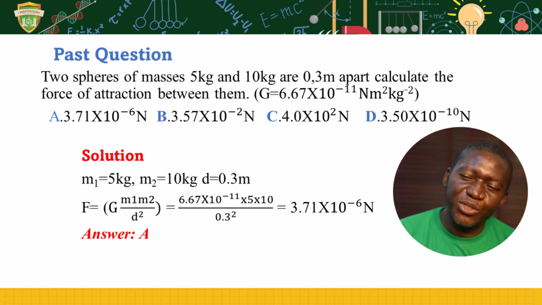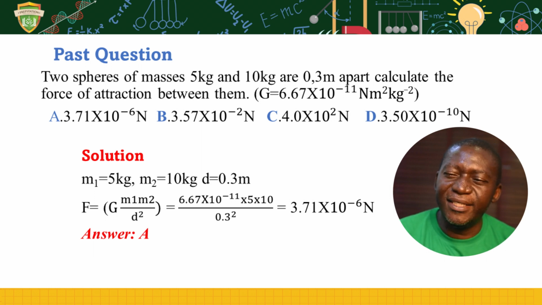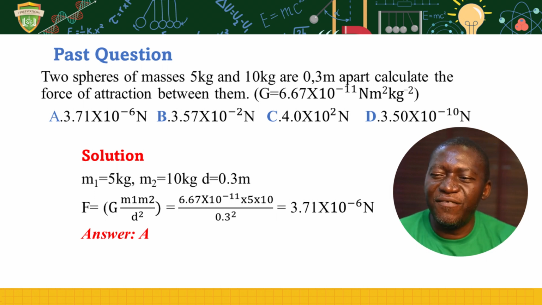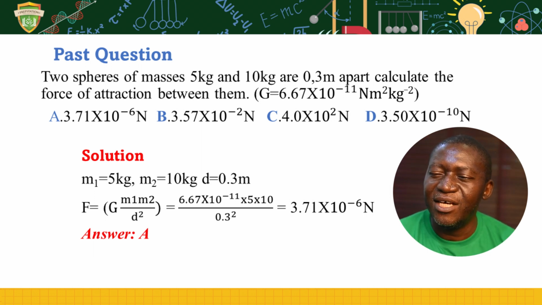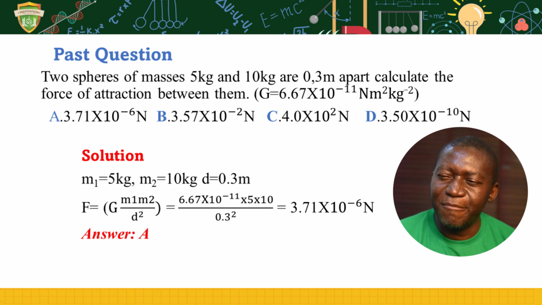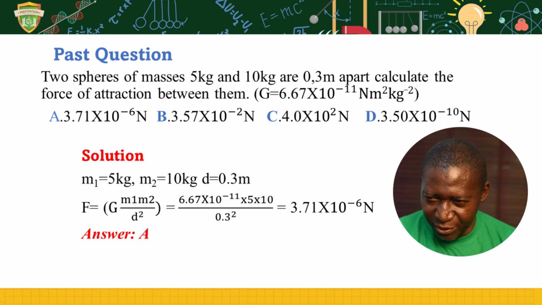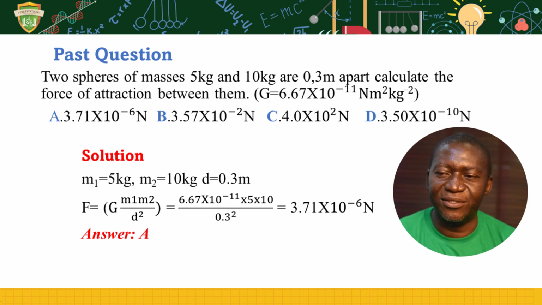Now, if we introduce the formula that we just showed, which is F is equal to G m1 m2 divided by the square of d, we have G as 6.67 times 10 raised to power minus 11, multiplied by the two masses, 5 times 10, all divided by the distance that separates them, which is 0.3 meters squared. If you plug these parameters into the formula, you come out with an answer of 3.71 times 10 raised to power minus 6 newtons.